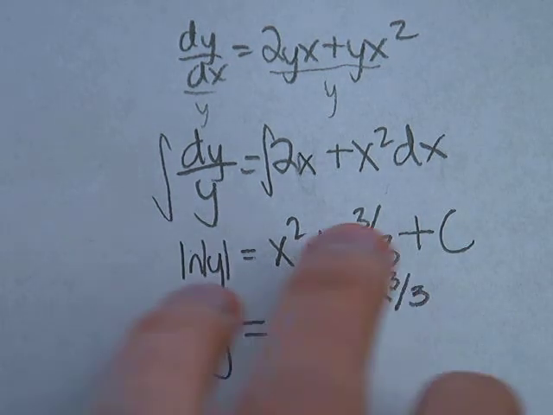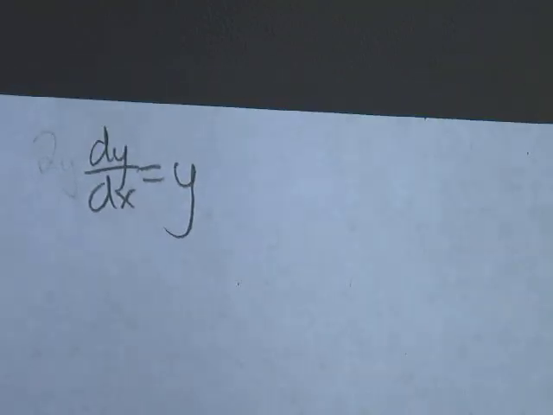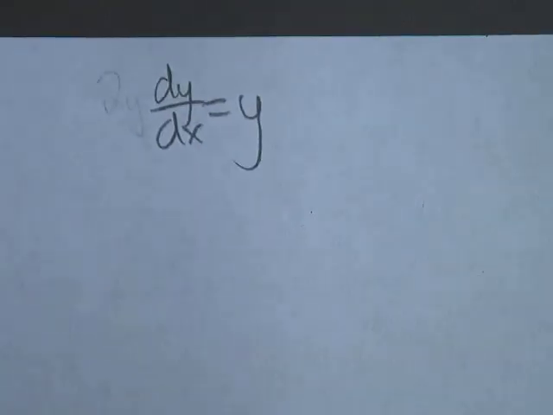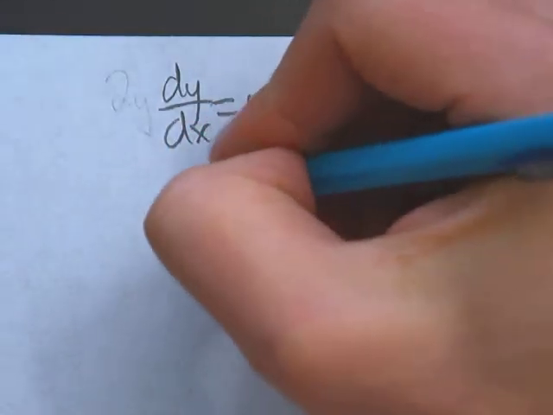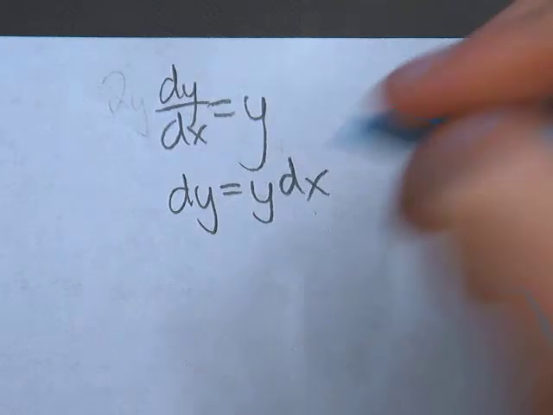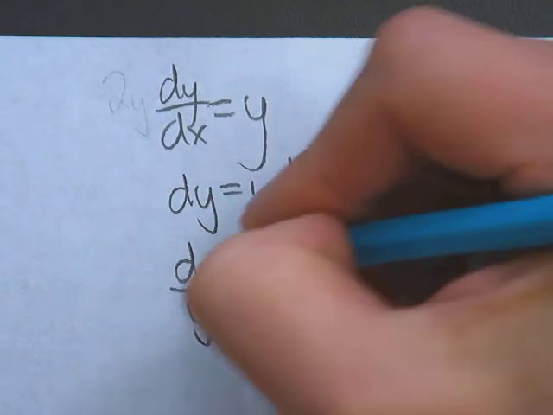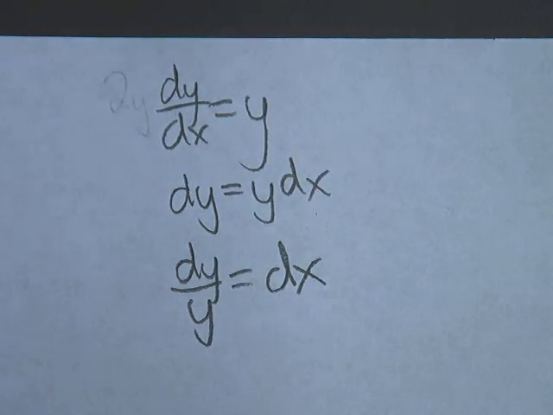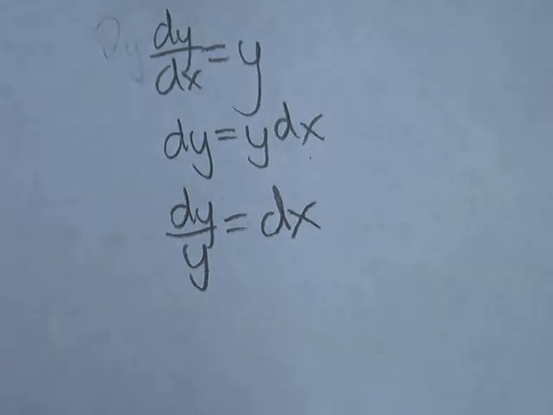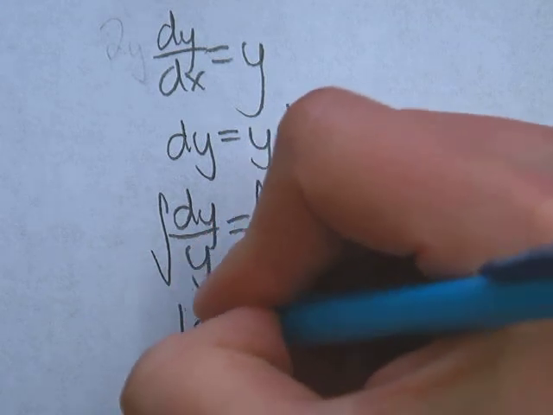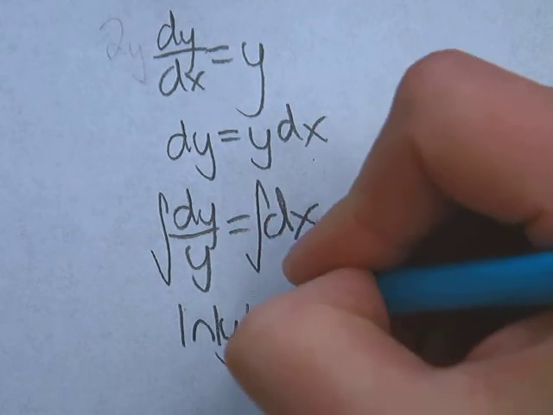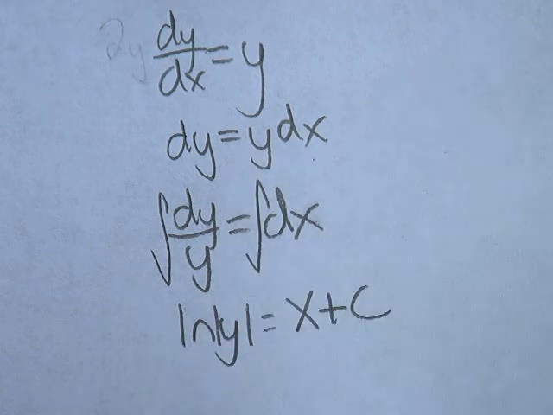All right, one last example. The last example is just dy dx equals y. It's actually the simplest example of the bunch. Well, I multiply the dx to the other side. I divide by the y. dy over y equals dx. And then I integrate both sides. And I get natural log of y is equal to just x plus c.